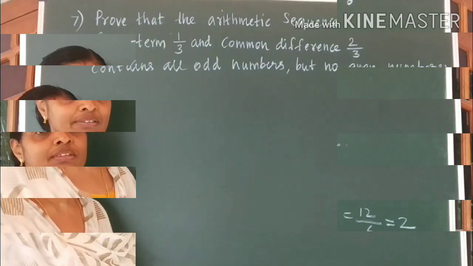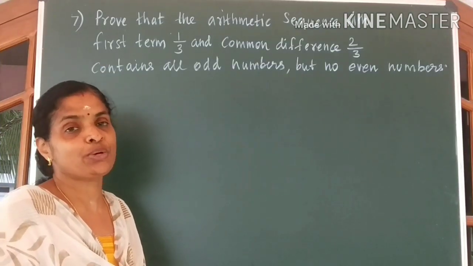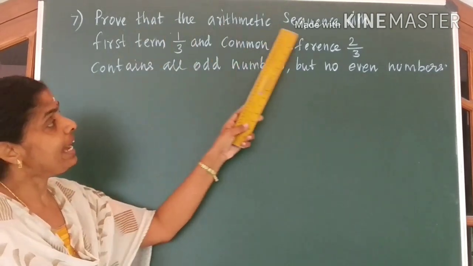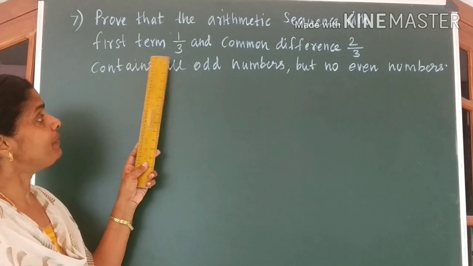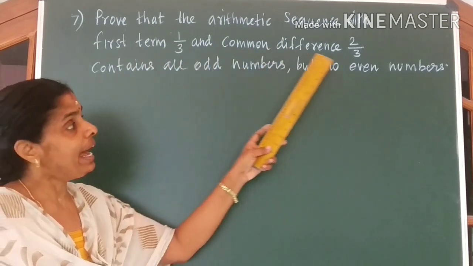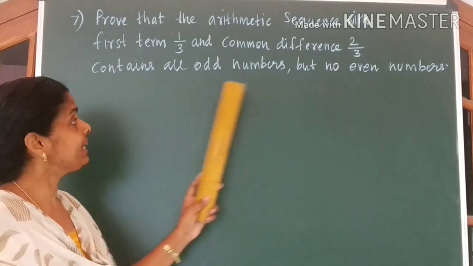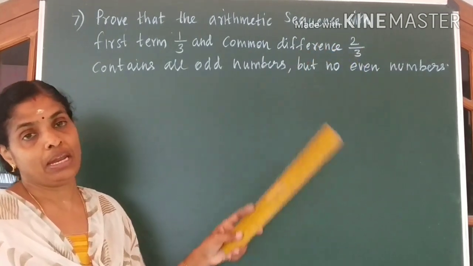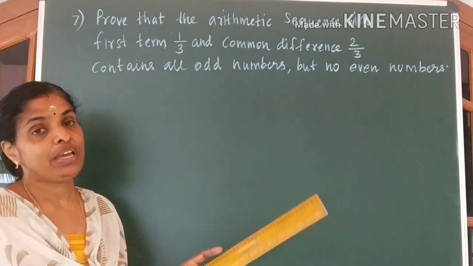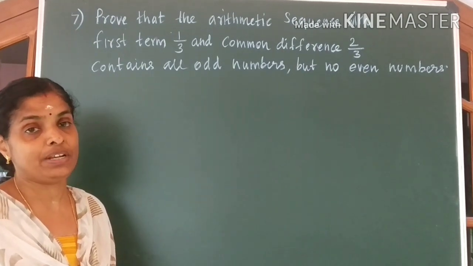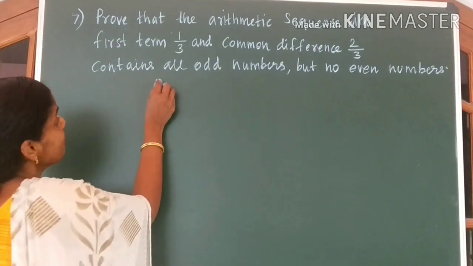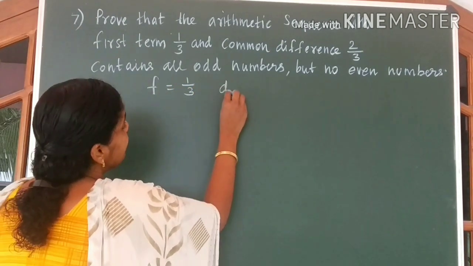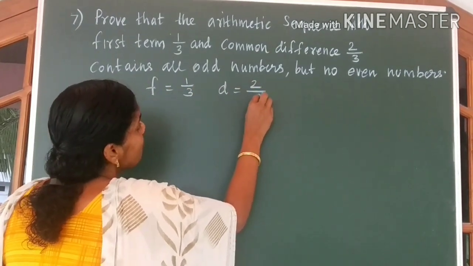Clear? Come to the next question, a similar question. Prove that the arithmetic sequence with first term 1 by 3 and common difference 2 by 3 contains all odd numbers but no even numbers. Here again we write the nth term first of all. We are given f is equal to 1 by 3 and d is equal to 2 by 3.